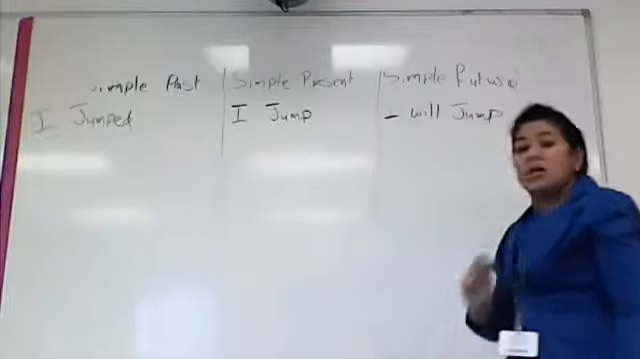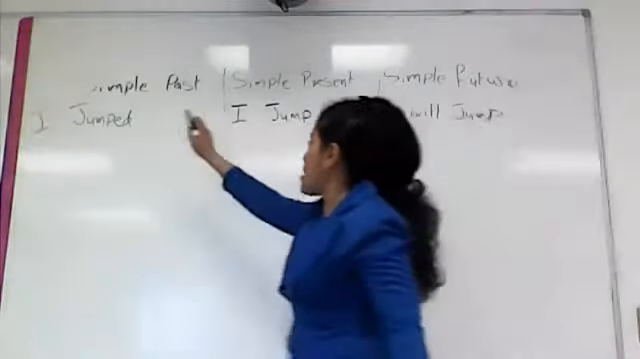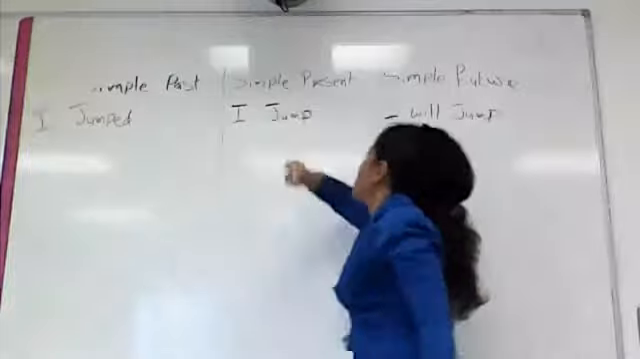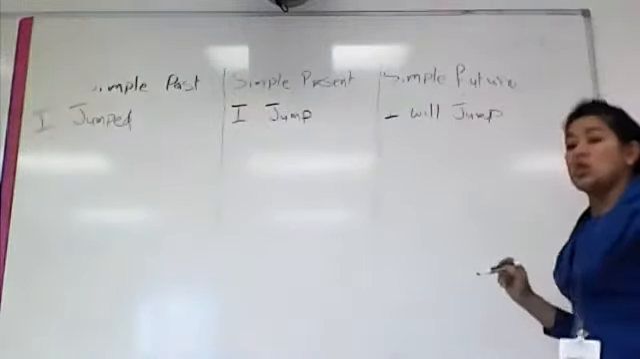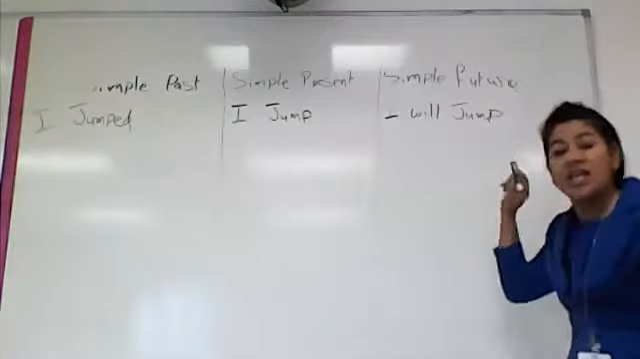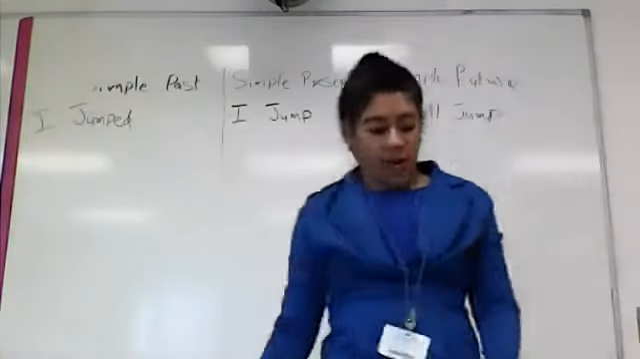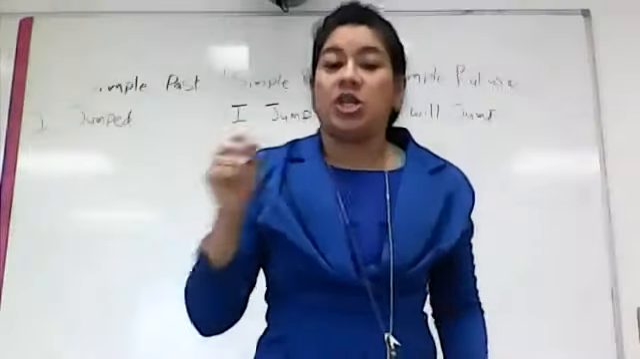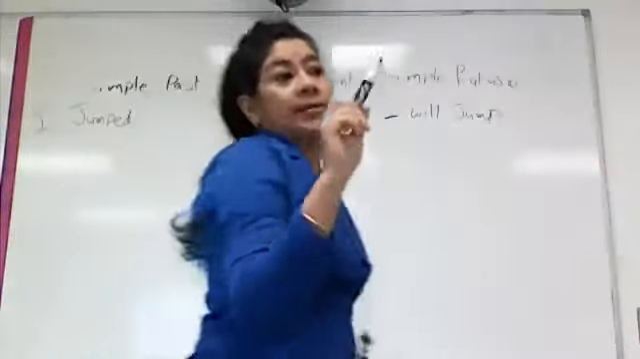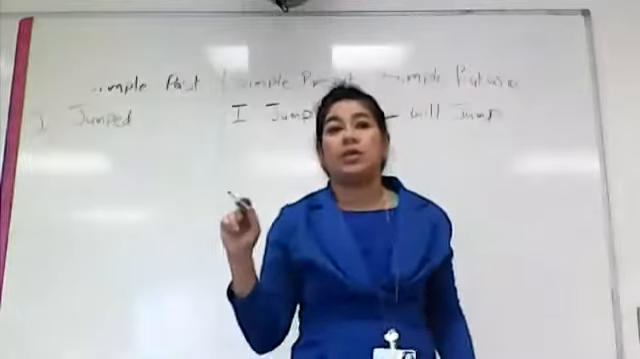Okay, so simple past is I jumped. Simple present is I jump. Simple future is I will jump. So now, give me the definition of all this. Who can give me the definition?